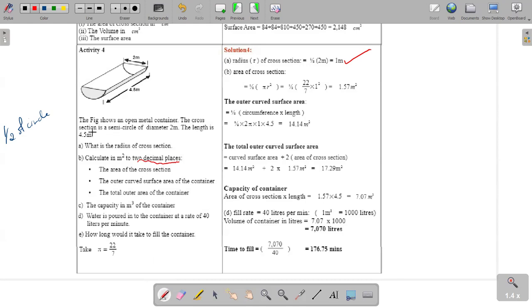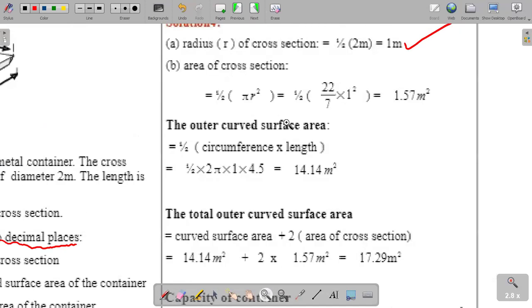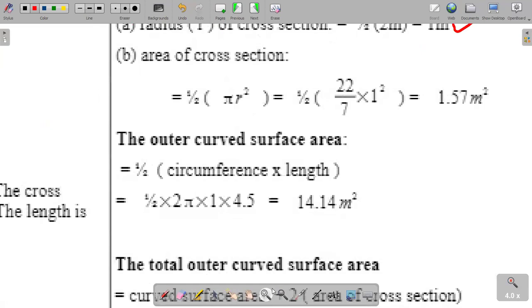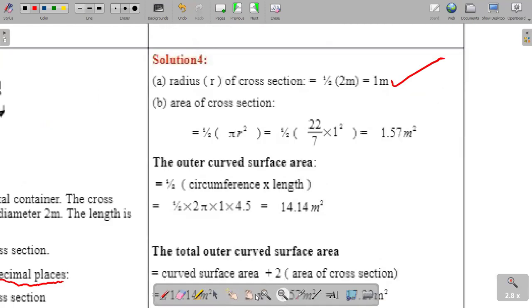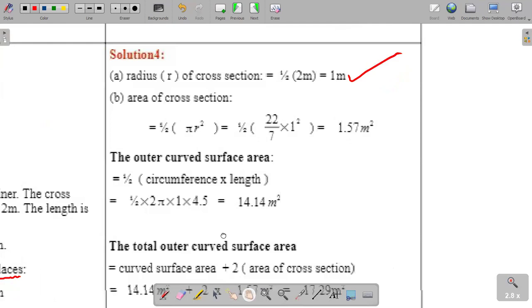So let's go back to what a cross section is. The cross section is a semicircle. So we can't just directly calculate the semicircle. What we always have to do first is find the area of the overall circle and then divide by 2. So here they have pi r square. Let me just zoom in. Can y'all see? Or it's looking a little bad. Can y'all understand? Y'all seen it, right?